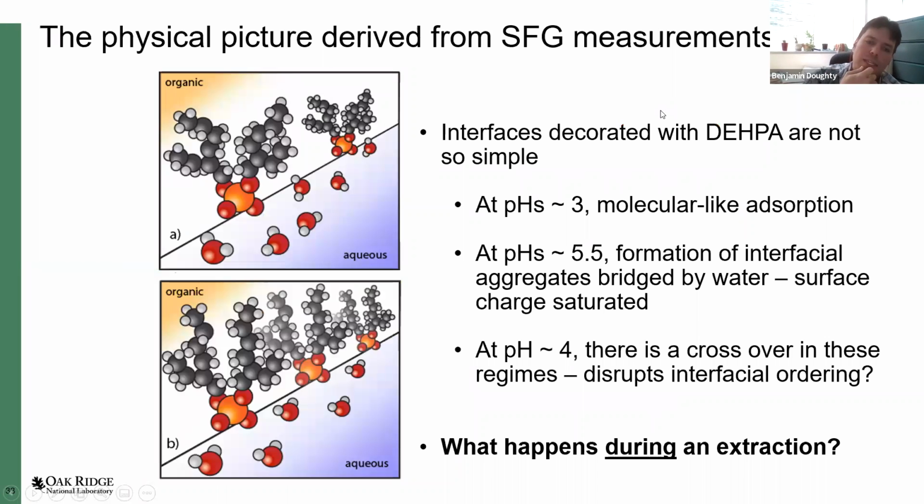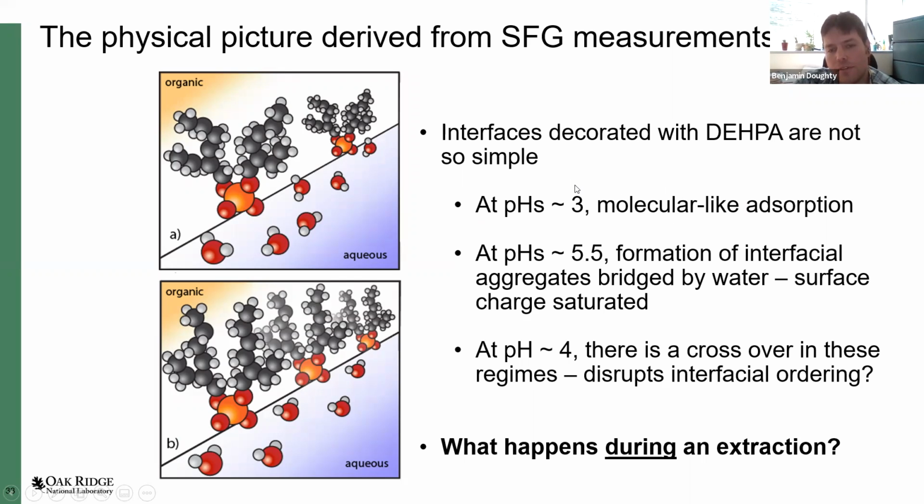So what it means is that the physical picture we had before is good. At pH 3, we have molecular-like adsorption where the molecules are solvated in the normal way. But at higher pHs, you have water that's acting as interfacial glue, sticking these things together into aggregates. At pH 4, we don't quite understand what's happening there. We've done some experiments to try and figure things out since. But there seems to be a crossover in between the molecular-like adsorption and this aggregate formation.